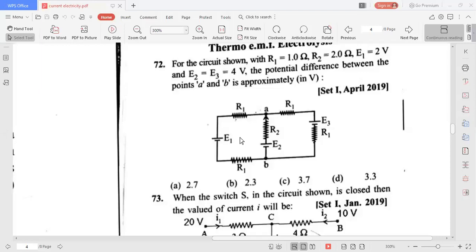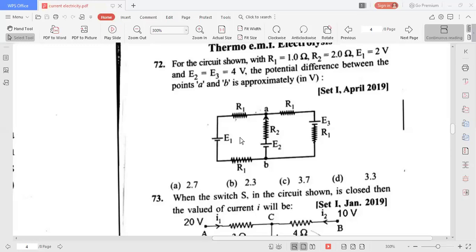Now, what is the effective potential difference between these two? No external resistance is connected, so effective EMF they asked. Already we have the formula: effective EMF or net EMF is equal to sigma E by R over sigma 1 by R. Already we discussed in the concepts.